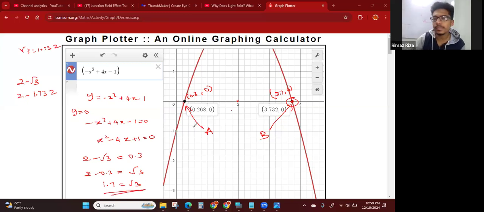Understood? Here you are subtracting a small number from 2, so you will get this value, not this value. For example, if you were given something like 3 plus root 2, then it would be this. Now here, 2 minus, you have to subtract from here, so you will get this value only. Is that clear, Safa?